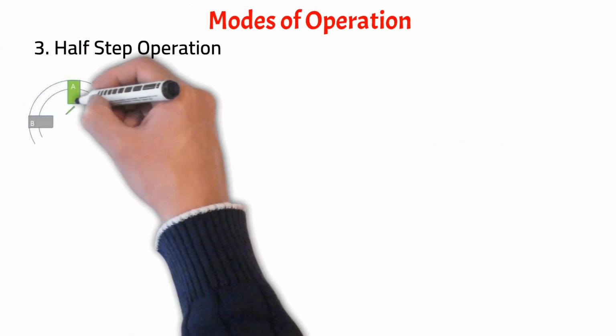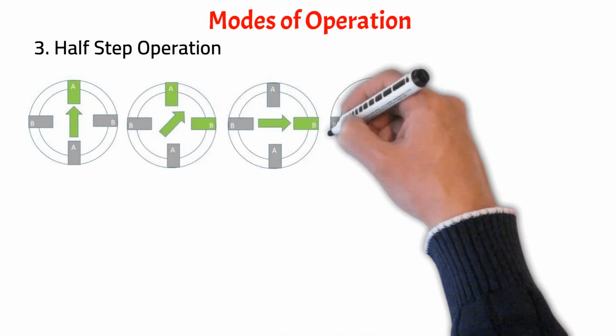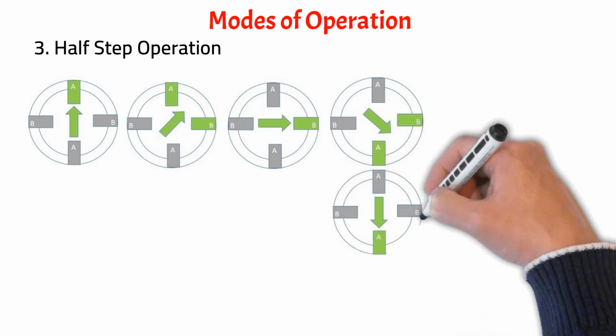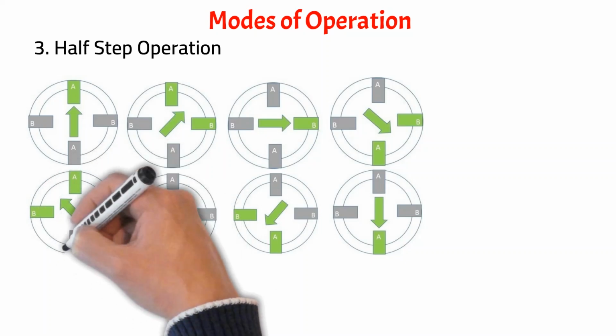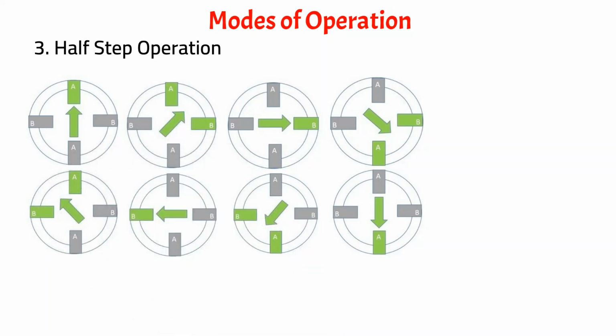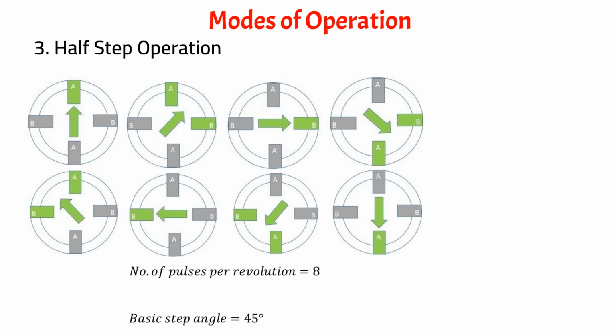Half-step operation. This mode of operation is a combination of single phase on and 2 phases on modes of operation as shown here. By using this method, the step size can be reduced by half, thereby doubling the steps per revolution. This doubles the accuracy of the positioning system. Here, the number of pulses per revolution is 8 and therefore the basic step angle is 45 degrees.